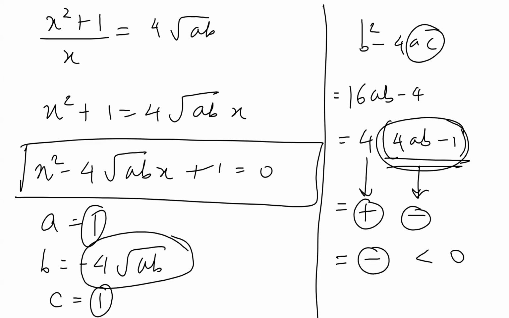Negative means lesser than 0. So delta, that is b square minus 4ac, that is the discriminant, is lesser than 0. If the discriminant is lesser than 0, then the roots are imaginary. Okay. Let's go to question number 4.